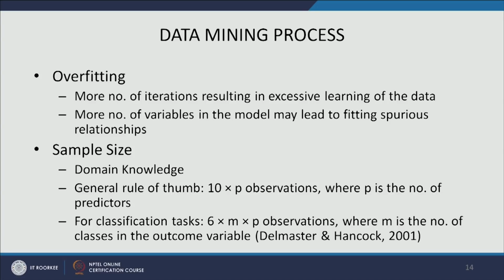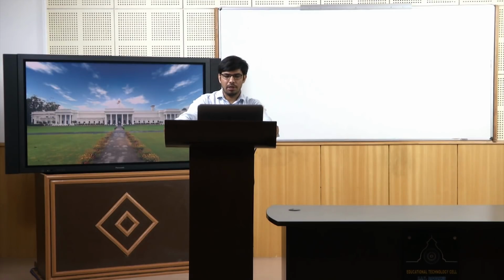We also have rules of thumb. For example, if you have p number of predictors, 10 into p, so 10 observations per predictor, can be a good enough rule of thumb to determine the sample size. Similarly, for classification tasks many researchers have suggested some rule of thumb. For example, 6 into m into p observations, where m is the number of classes in the outcome variable and p is the number of predictors. So that can actually help you determine a sample size.